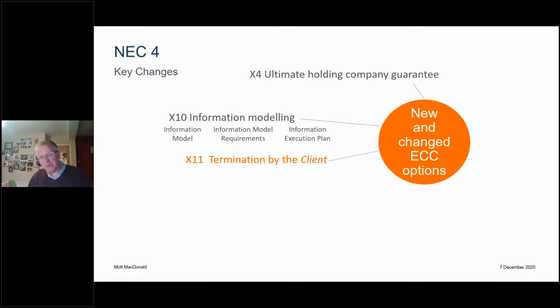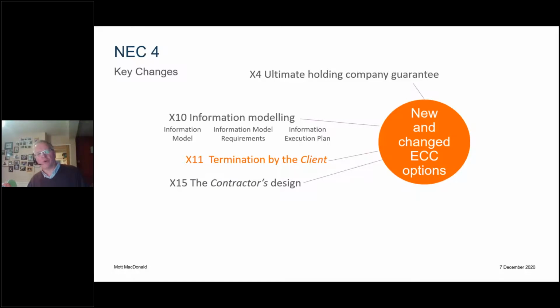X11 is new, but it's not really. This gives the client the right to terminate at will. It was already in NEC3. NEC4 decided that should be an option and therefore has put it into an option, X11. Again, most clients probably will include that option to give them that right, but that's up to the client to decide.